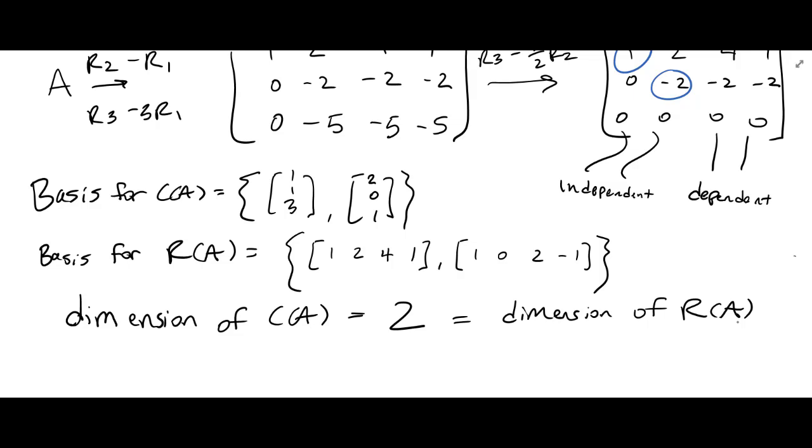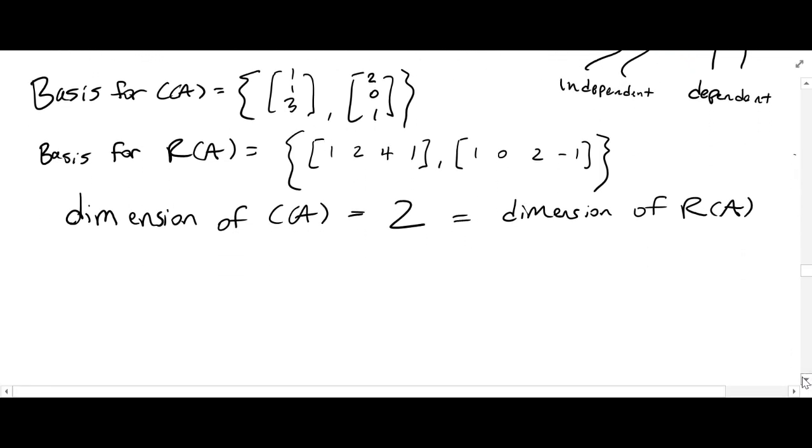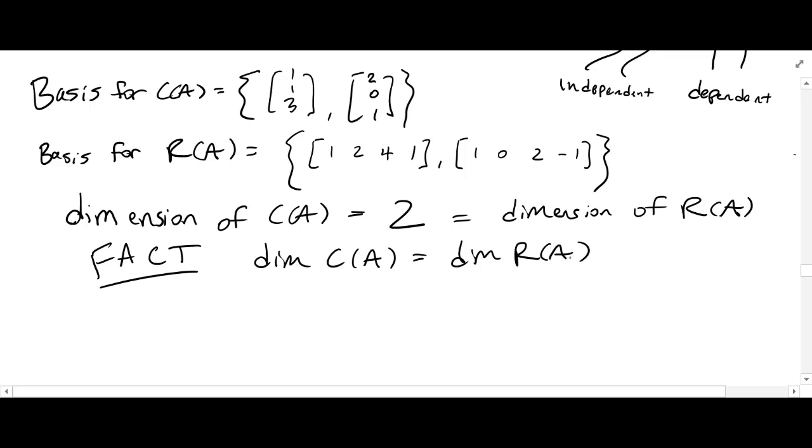So that's a fact that holds in general. The dimension of the column space is always the same as the dimension of the row space. Those are always equal, and we call that common number the rank of A. So the rank of A is equal to the number of pivots, the dimension of the column space, the dimension of the row space, the number of independent columns, the number of independent rows. Those are all the same number.